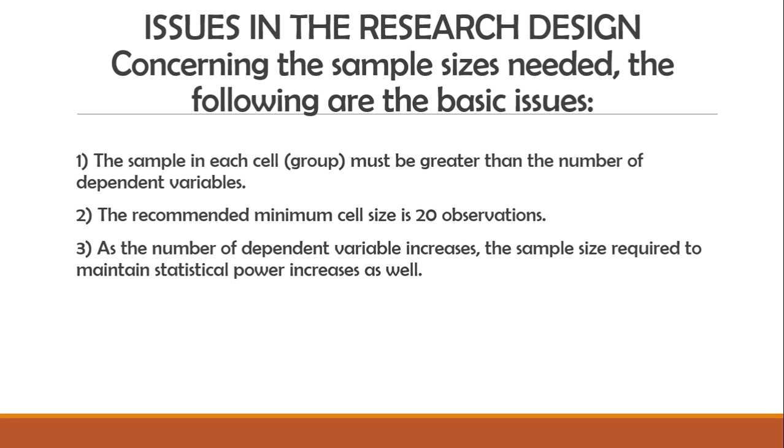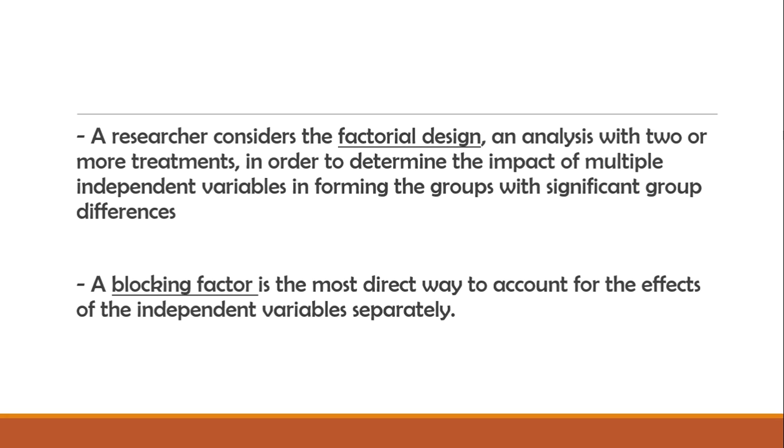Issues in the research design concerning the sample sizes needed. The following are the basic issues. Number 1, the sample in each cell or group must be greater than the number of dependent variables. Number 2, the recommended minimum cell size is 20 observations. Number 3, as the number of dependent variables increases, the sample size required to maintain statistical power increases as well.